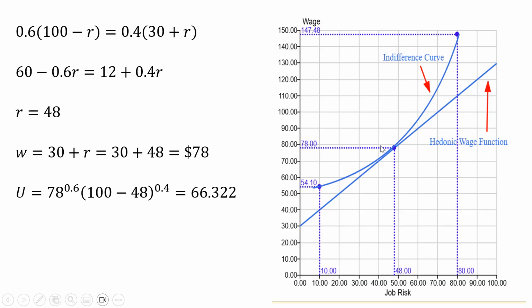We can look at this graphically. Here is our hedonic wage function, the W equals 30 plus R, vertical intercept of 30, slope of just 1. And then this is going to be the worker's indifference curve. Okay, it is upward sloping because job risk is bad. The worker needs to be compensated with higher wages to take on increased risk. So we're trying to find the tangency between the indifference curve, trying to get on the highest indifference curve possible, that is just tangent to the hedonic wage function, and that occurs at a wage of 78 and a risk level of 48. Okay, that's it.